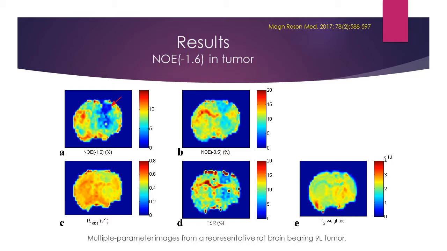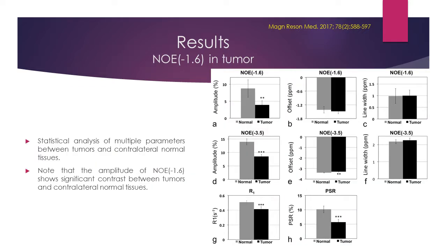We also evaluated the application of NOE minus 1.6 in tumors. Figure A shows the NOE minus 1.6 map. Note that the tumor can be clearly found in this map. Here is a statistical analysis of NOE minus 1.6. Note that its amplitude shows significant contrast between tumors and contralateral normal tissues.